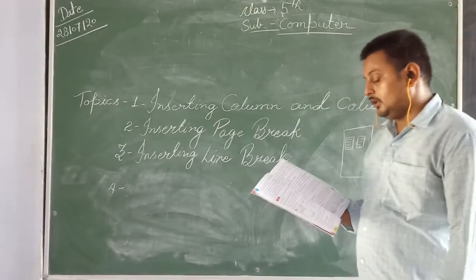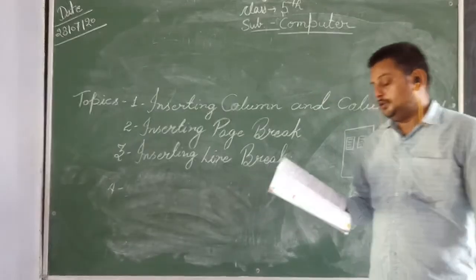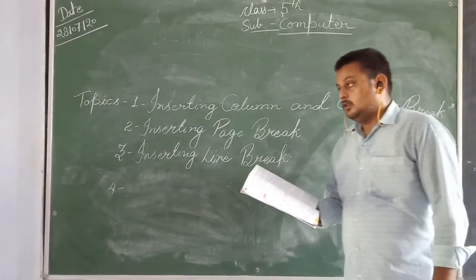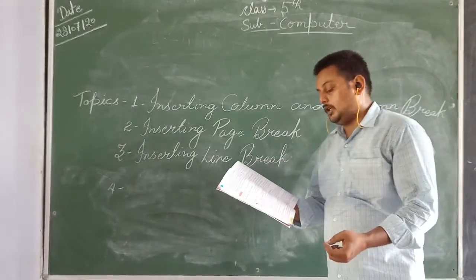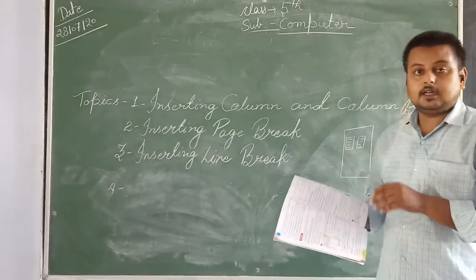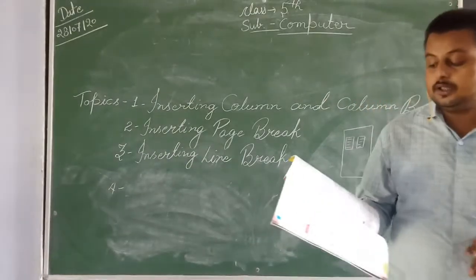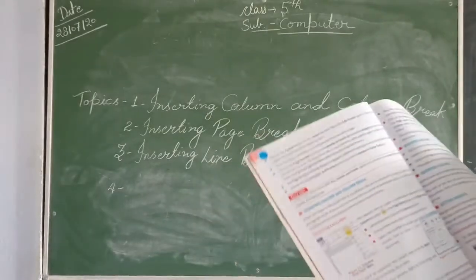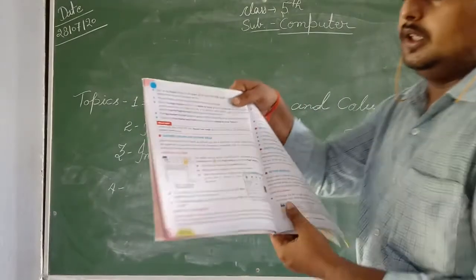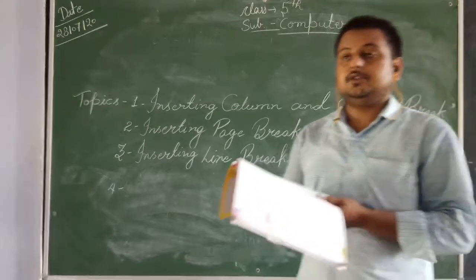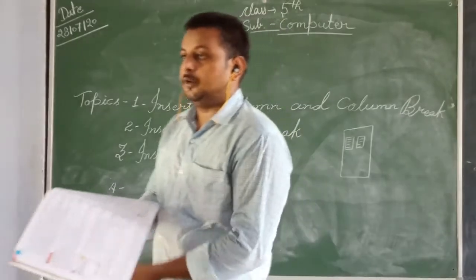Here are some steps by which you can use this option. The easiest way to create a multi-column document is to use the column button in the page setup group on the page layout tab. You can watch these steps from here. Okay, students, these are the simple steps by which you can use this option in your document.